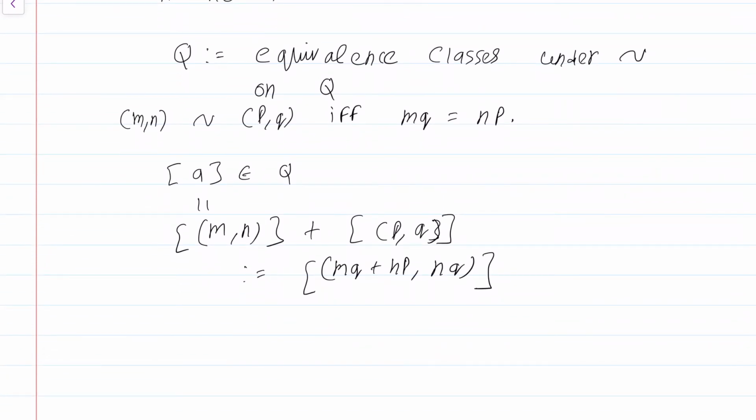The only issue that arises is that this equivalence class can be represented by any particular member of that equivalence class. That means I could have represented this (m, n) as (2m, 2n). Nothing is stopping me from doing that, right? And I could have represented this (p, q) as (3p, 3q). Nothing is stopping me from that, right? Both are exactly the same equivalence classes.